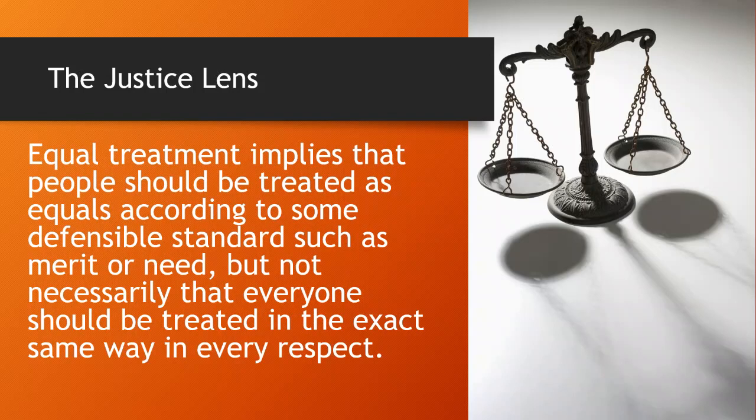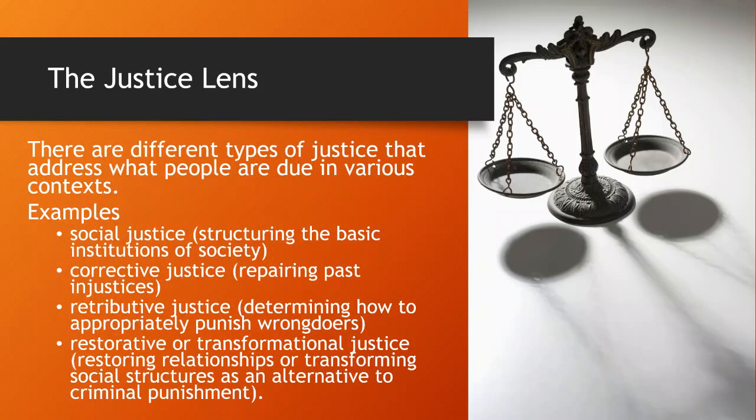Equal treatment implies that people should be treated as equals according to some defensible standards such as merit or need, but not necessarily that everyone should be treated in the exact same way in every respect. And so this is where people get this lens from, arguing that for groups, some people may need more than others. It's not just equal across the board, and some people can handle more than others. And what do we distribute between here and from those actual rights?